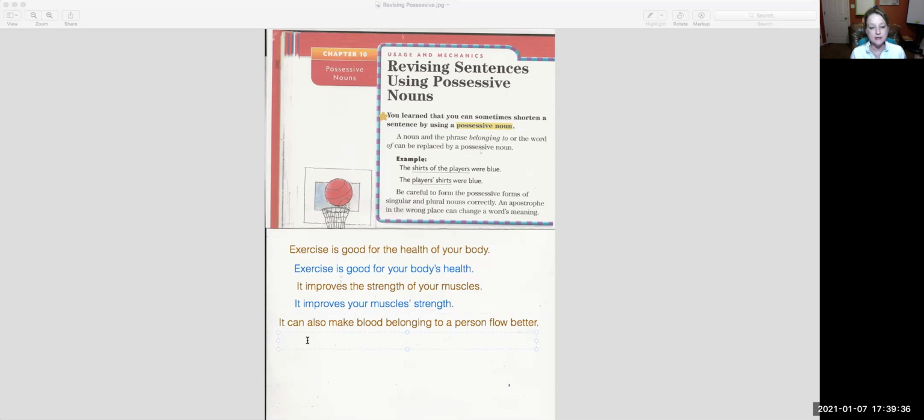Blood belonging to a person. So it can also make a person's apostrophe S blood flow better. It can also make a person's blood flow better. Yeah, I like the way that sounds. Okay, let's do another one.